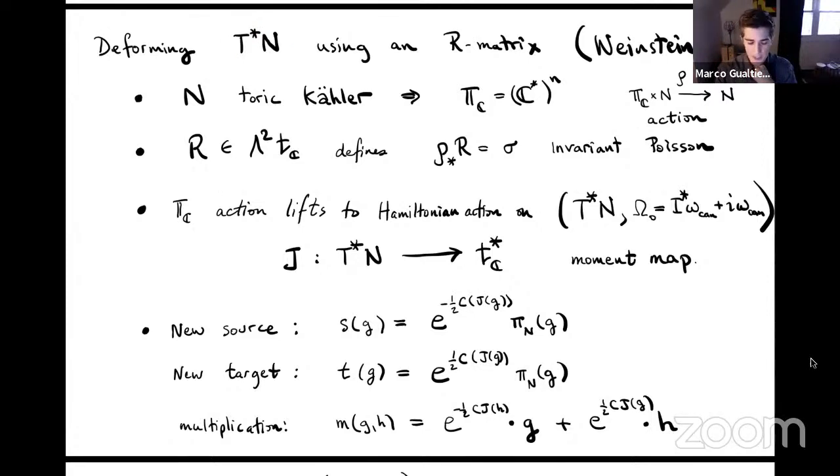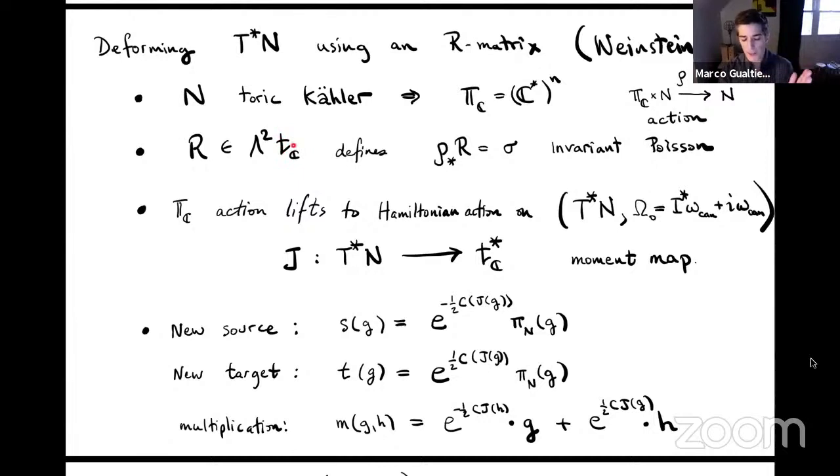So we know that there is a C star to the N action on N. The action is rho. And what I'll do is choose what's called an R matrix. An R matrix is a bivector in the Lie algebra of this action. So it's in wedge 2 of the Lie algebra. And the idea is that the elements of the Lie algebra in this case commute with each other. So this R matrix satisfies what's called the classical Yang-Baxter equation because its Schouten bracket with itself is 0. That's just because this is an abelian Lie algebra.